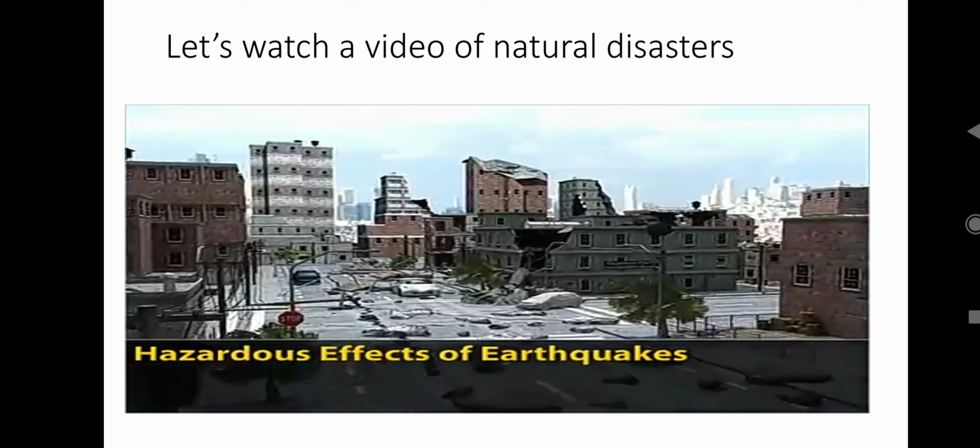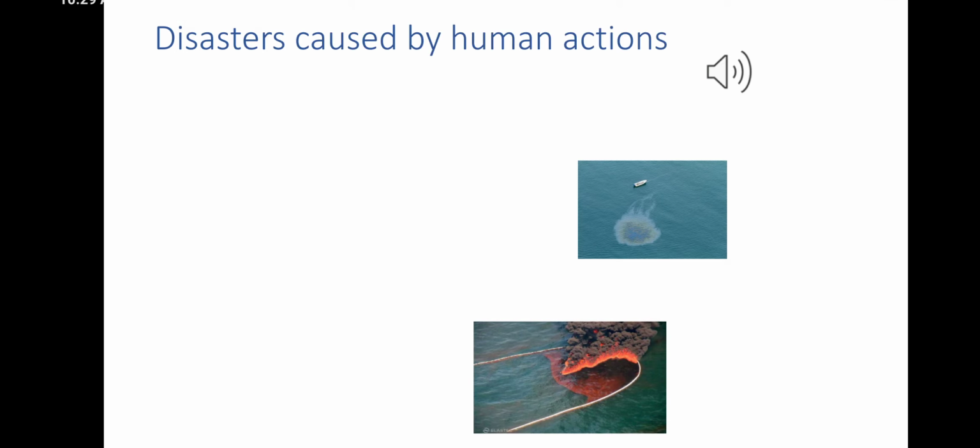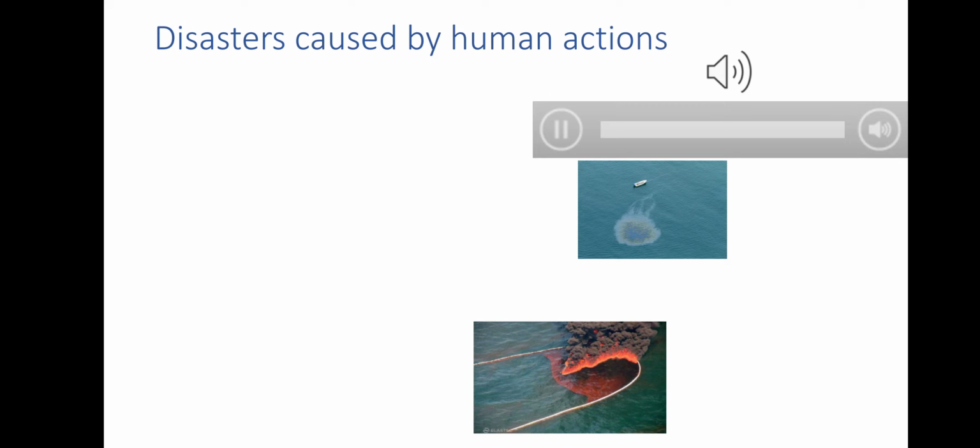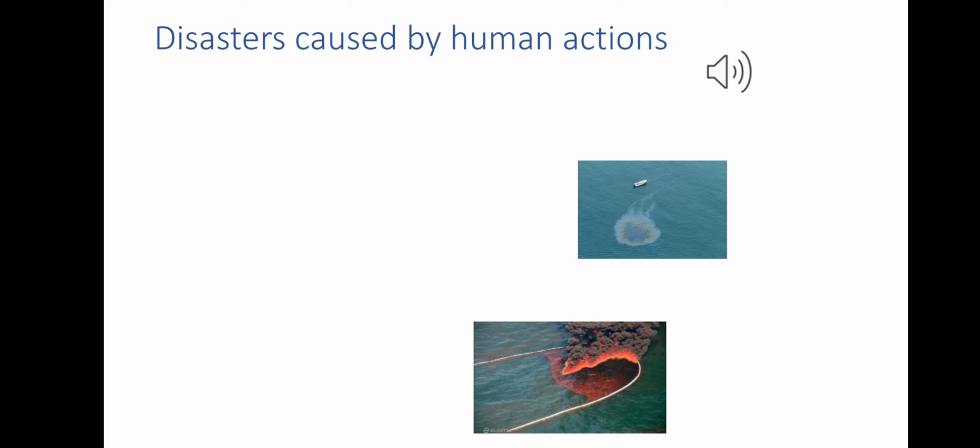Hazardous effects of earthquakes. As you saw in the video in our previous point, the earthquake happened, and due to the earthquake the tsunamis also happened, and human beings, nature, and people, each and everything are affected due to this natural disaster.